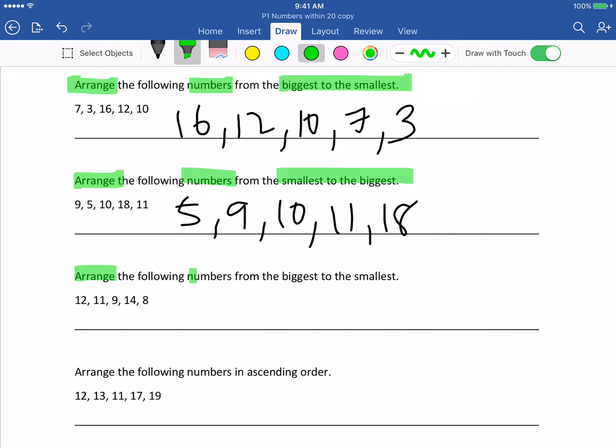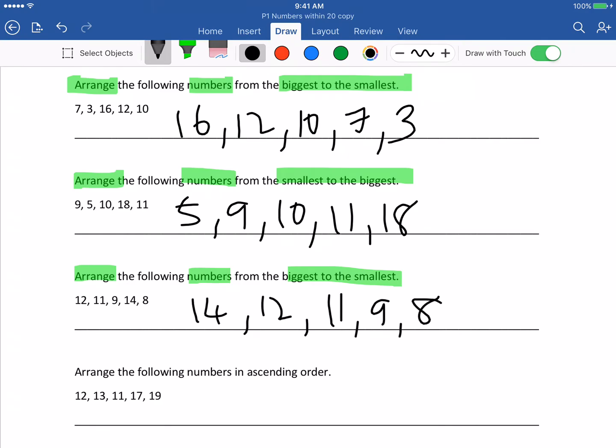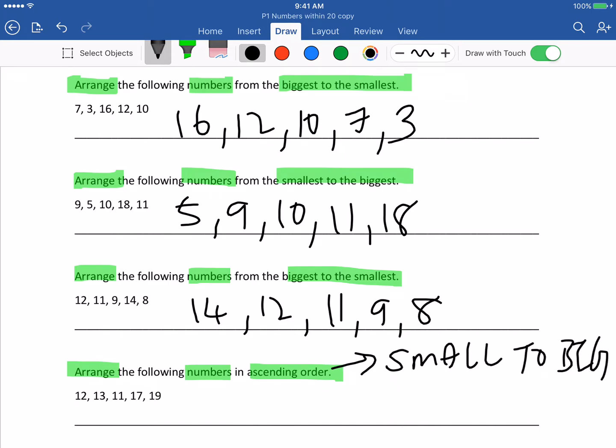Okay, the next one. Arrange the following numbers from biggest to smallest. Biggest for this case will be 14, 12, 11, 9, and 8. Okay, next one. Arrange the following numbers in ascending order. I hope you guys still remember what's ascending. Ascending means from small to big. So what's the smallest number here? Small number will be 11, followed by 12, followed by 13, followed by 17, last but not least, followed by 19.